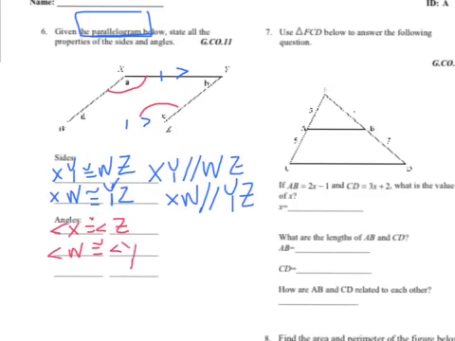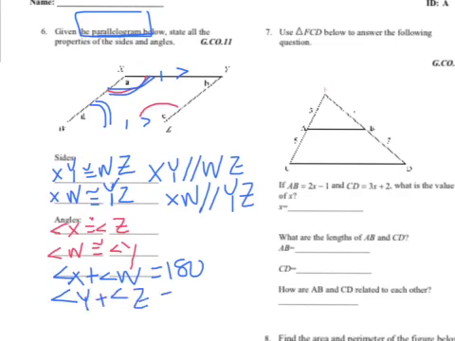And I know that angles next to each other like this, which are called consecutive, add to 180. So I could say that angle X plus angle W equals 180. You could say the same thing about Y and Z. Angle Y plus angle Z is 180. And we could say that about several others.